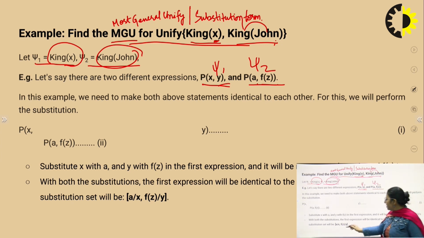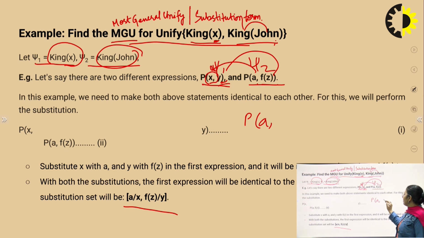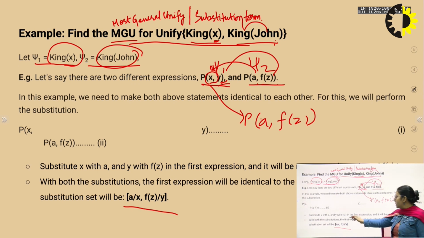Here this is the substitution term, which means X is replaced by A and Y is replaced by F of Z. If X is replaced by A, and Y is replaced by F of Z, then the first expression will become like the second expression, that is psi2. So in this way, we substitute X with A and Y with F of Z in the first expression.